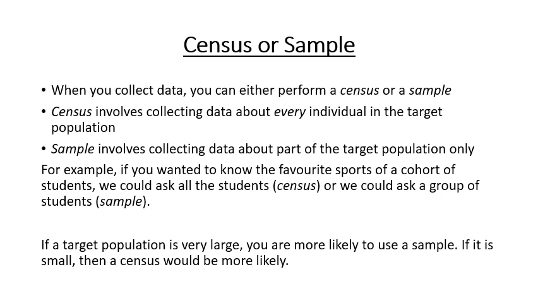So for example, if you wanted to know the favourite sports of a cohort of students, you could ask all the students, and that would be the census because it's the whole group. Or you could simply ask a group of students, and that would be a sample. What you'll find probably is that if the target population that you're looking at is very large, you're more likely to use a sample. But if the target population is quite small, then you would use a census.